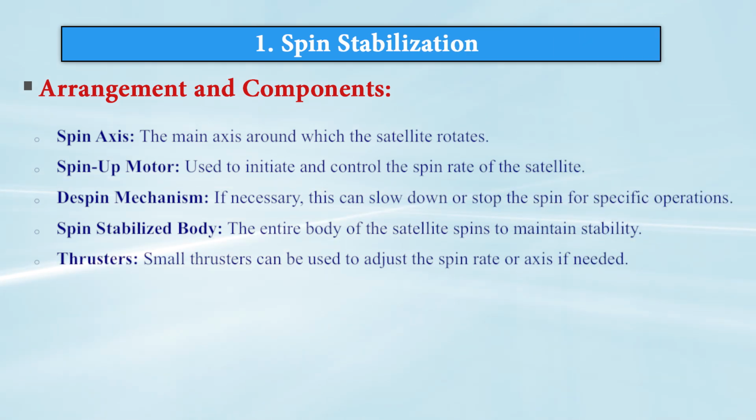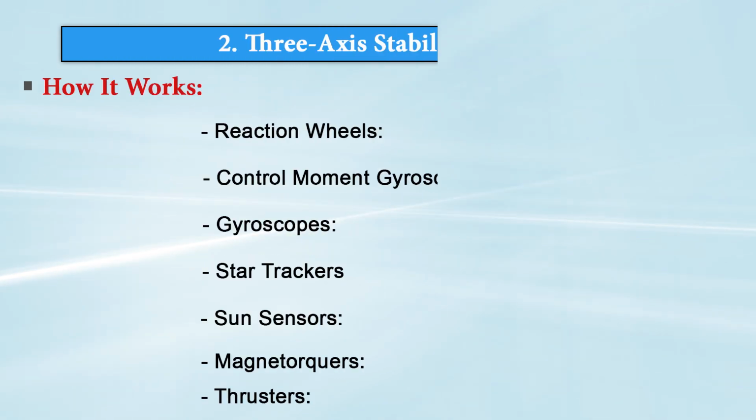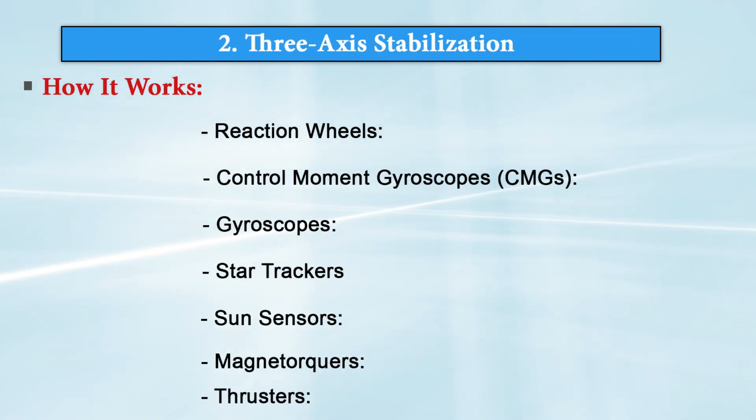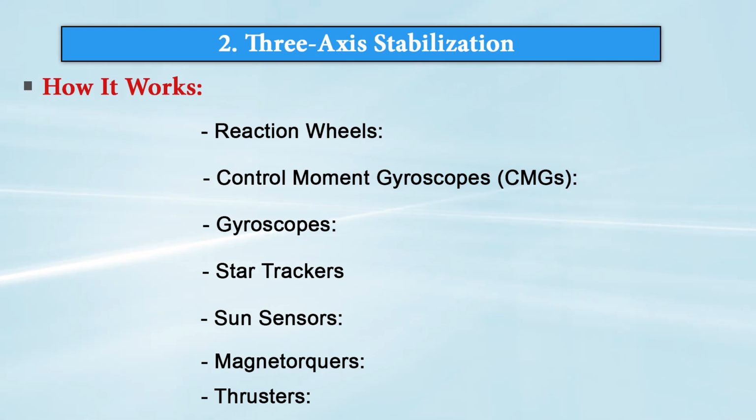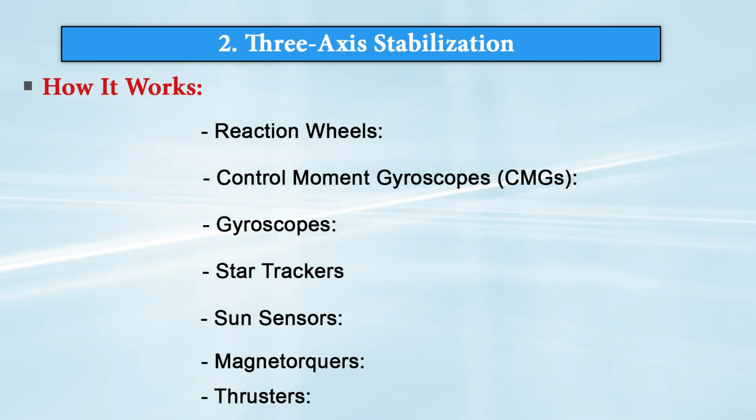In spin stabilization, this is how the orientation is fixed for the satellite. In this case, the satellite is rotated at a very high speed in a particular orbit, and thereby the orientation of the satellite is fixed. Another one is 3-axis stabilization. 3-axis stabilized satellites maintain their orientation using an active control system that can adjust the satellite orientation in 3 dimensions: pitch, yaw and roll.